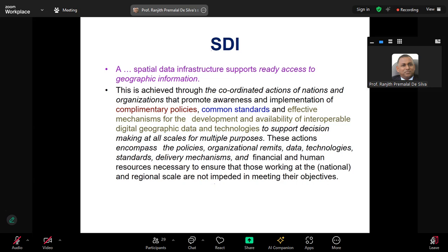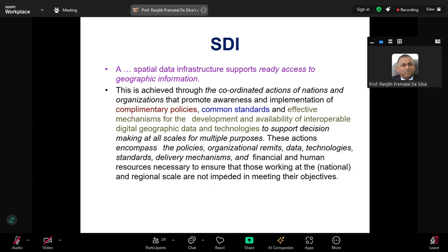The spatial data infrastructure is achieved through the coordinated actions of nations and organizations. So we have countries and organizations coming together to take combined action, which promotes awareness and implementation of complementary policies. Complementary policies. So in this, nobody is going to lose. Whatever you do in this NSDI, it is complementary. The policies that we introduce are complementary policies, which will help each other, support each other, and benefit each other.